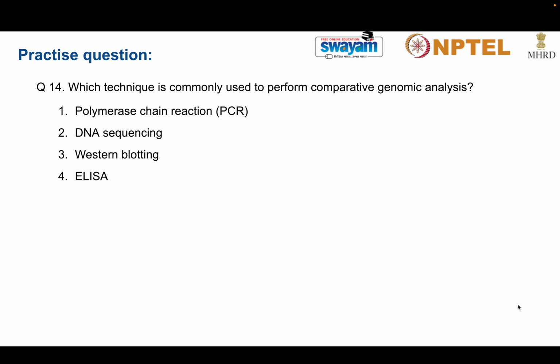Now, let's move to next question. Which technique is commonly used to perform comparative genomic analysis? So we have gone through this. Option 1 is polymerase chain reaction, option 2 is DNA sequencing, option 3 is Western blotting, and option 4 is ELISA. So what do you think? Which of the technique is commonly used?